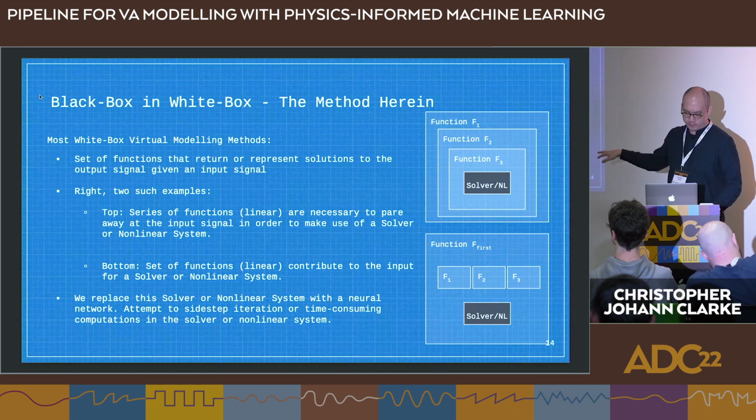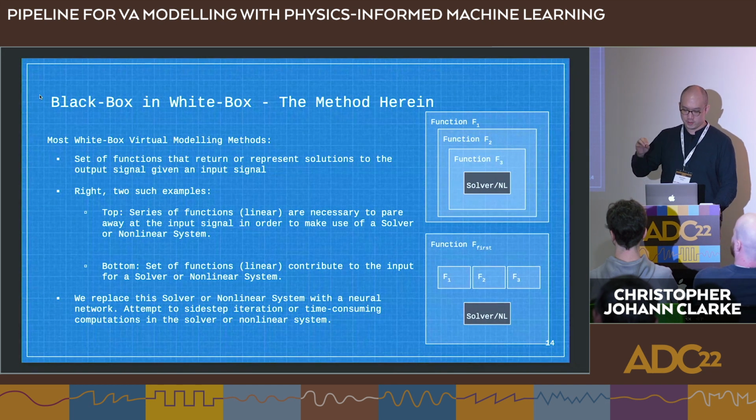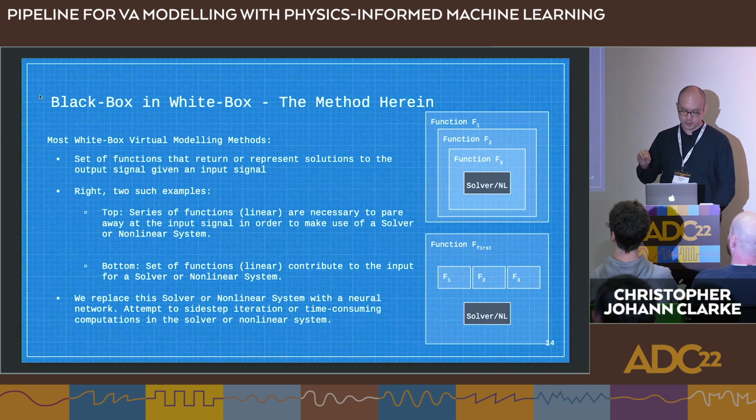The other diagram shows some linear functions contributing to an output that feeds into a solver or a nonlinear function that we need to compute in order to get the output. In both cases, we usually see a solver or a nonlinear function that might cause either a sacrifice of accuracy or additional time cost.